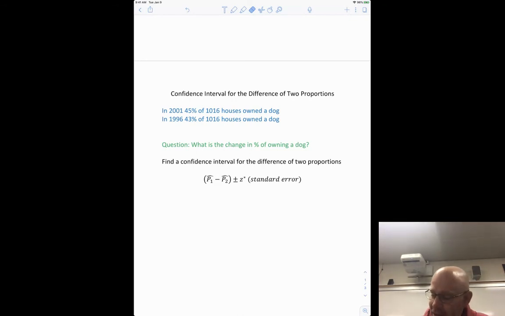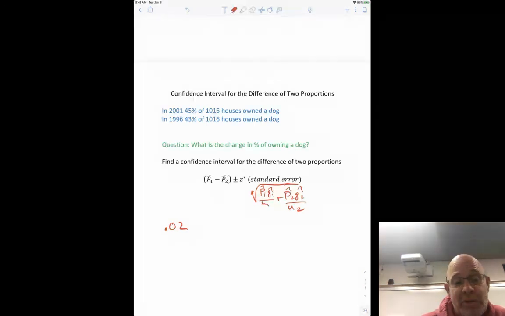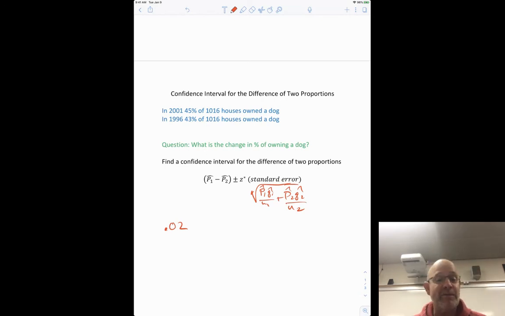Okay. And again, just a little reminder of the formula, and I'll put this standard error in here: P1 hat, Q1 hat over N1 plus P2 hat, Q2 hat over N2. All right, so we got 45%. So my P1 hat minus P2 hat is 0.02. That's the 45 minus the 43. You can subtract the other way, by the way. You could say negative 0.02. I'll show you that at the end. It's not going to matter. Your confidence interval is going to be backwards, but when you word it the right way, when you just say the difference. So I just subtracted 1996 from 2001. But you could do it the other way.